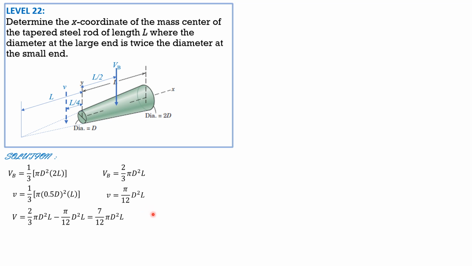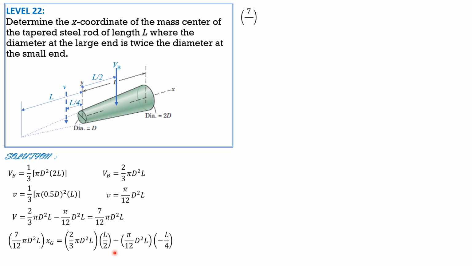So applying Varignon's theorem, let us say the net volume acts here and its distance from this reference is xg. So volume 7 over 12 pi d squared L times xg is equal to the volume of the big cone, 2/3 pi d squared L, its distance is L over 2, minus the volume of the small cone, pi over 12 d squared L, its distance from here is negative L over 4. So cancel out pi d squared L.